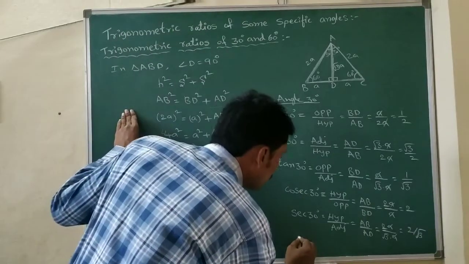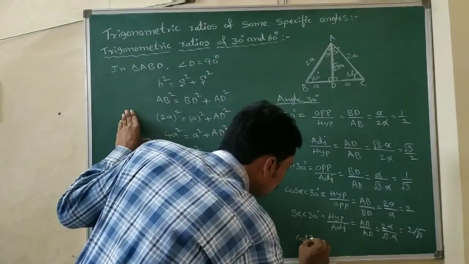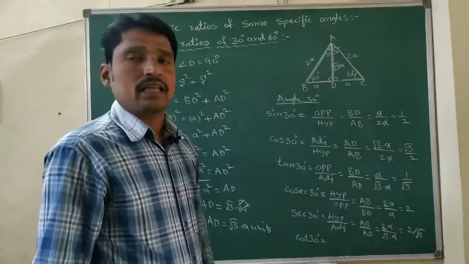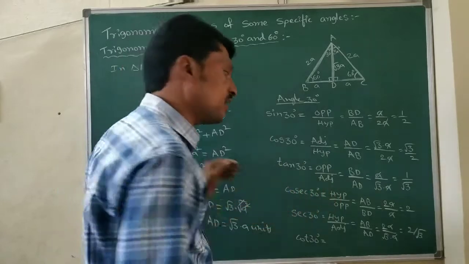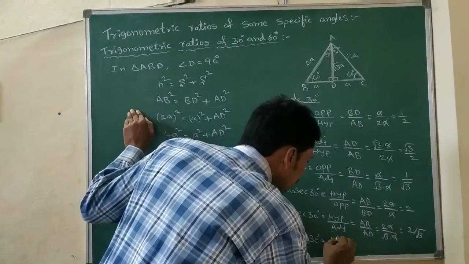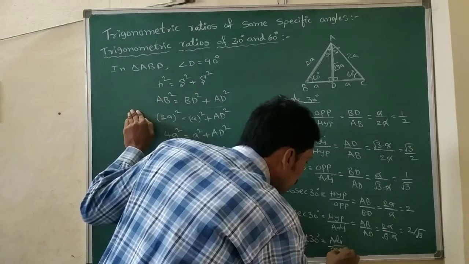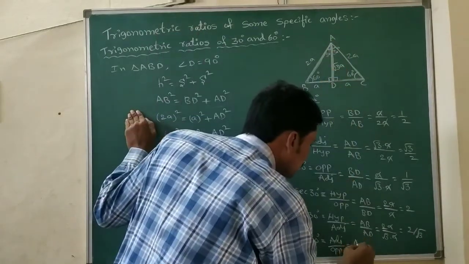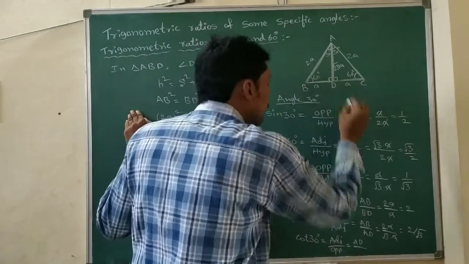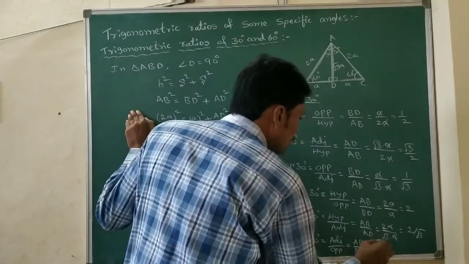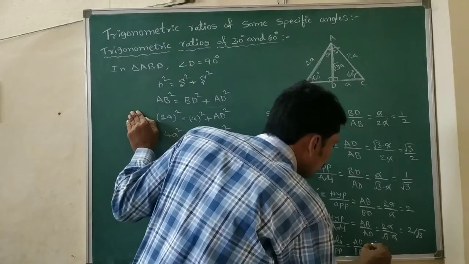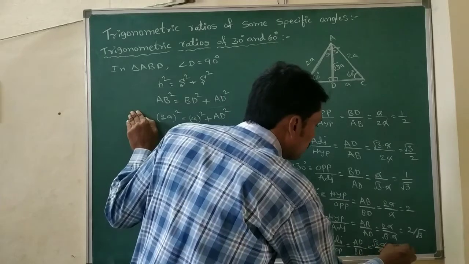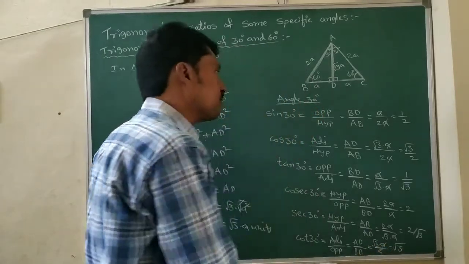Next it is cot 30. What is cot? Adjacent side to angle 30 by opposite side to angle 30. So what is adjacent? AD is the adjacent, by opposite, which is BD. That equals AD value root 3 into A by BD value A. The A's get cancelled, that equals root 3 is the answer.